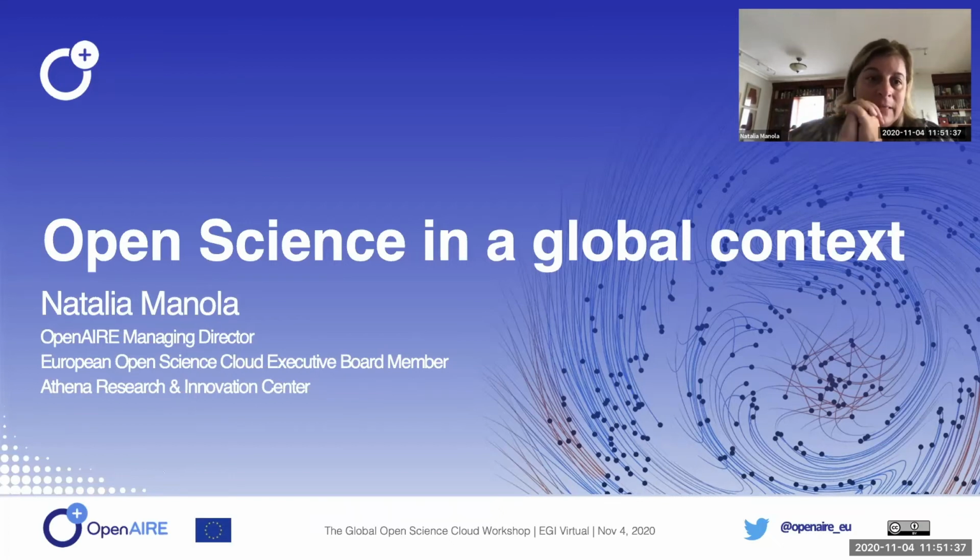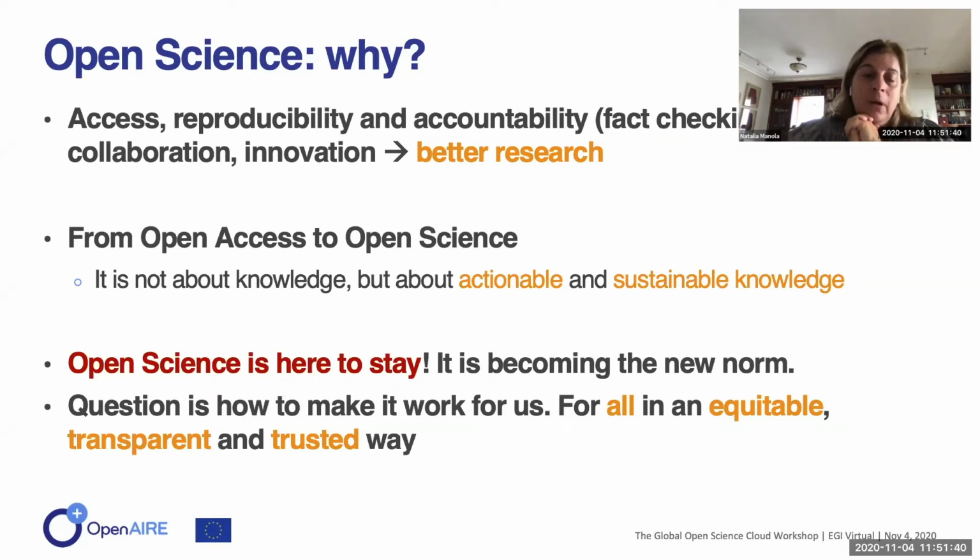Next slide, please. So I'm not going to go deeply onto this. We all know why we need open science: better research, reproducibility, etc. But what is evident in the past years is that we are moving from open access to open science, and I think we are all now in it together, to learn what it actually means. It's not just about having access to knowledge, but about actionable and sustainable knowledge. We heard about retention of data, we heard about connection of data and cloud services. So this is what it is about.